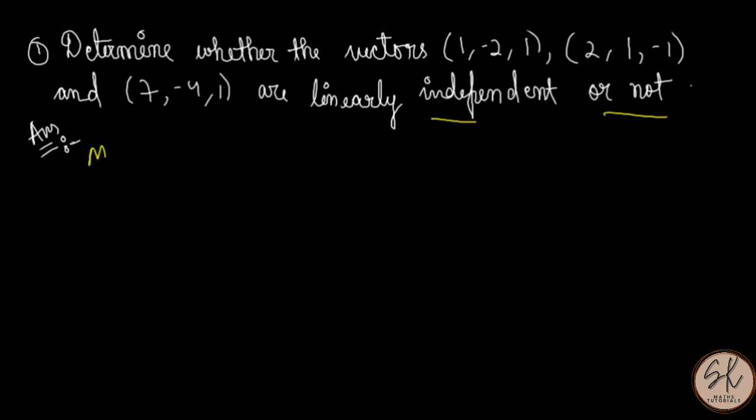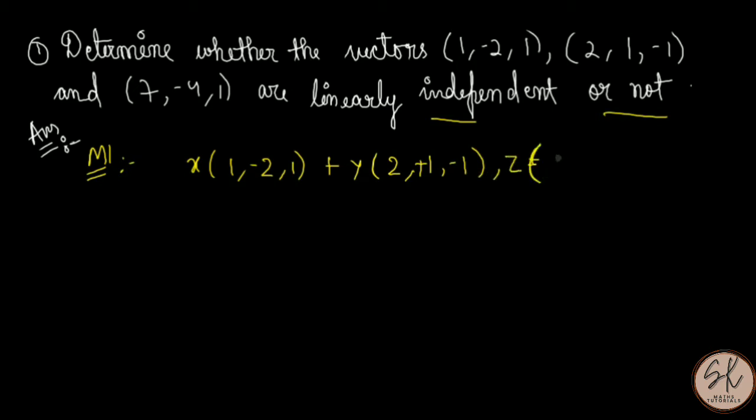So let me first do method 1. Let me write it in the form of linear combinations. Let the unknowns be x, y and z. So x times (1, -2, 1) plus y times (2, 1, -1) plus z times (7, -4, 1) equals (0, 0, 0).